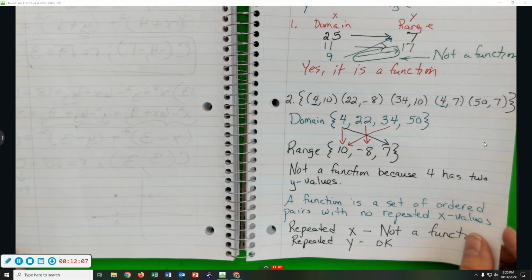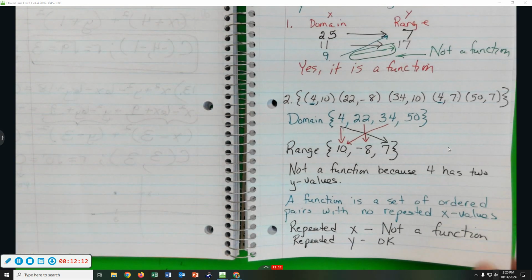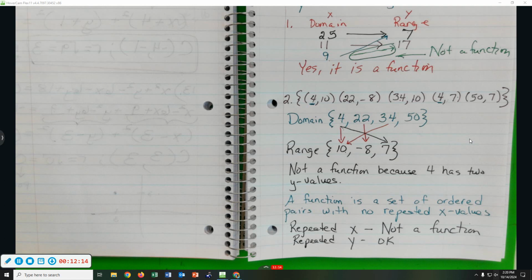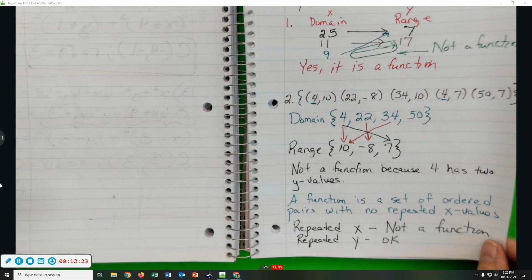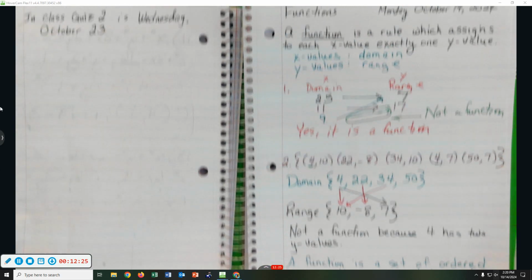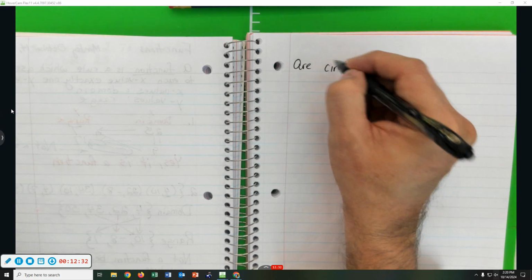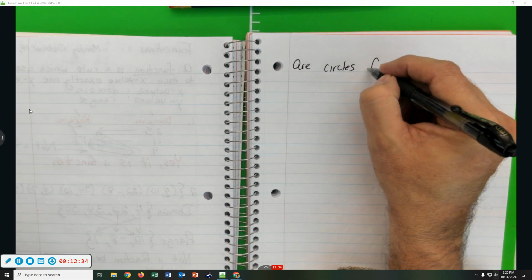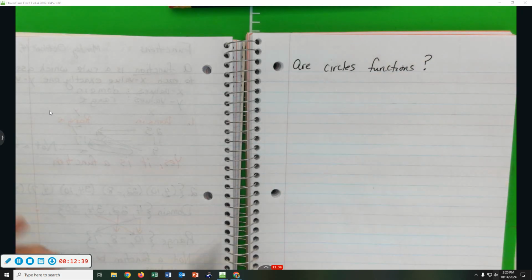Now, we just finished graphing circles, so I have a question for you. Are circles functions? That's the question we're about to ask, and we're going to answer. Are circles functions? Draw a circle centered at the origin. That's an easy one to look at.